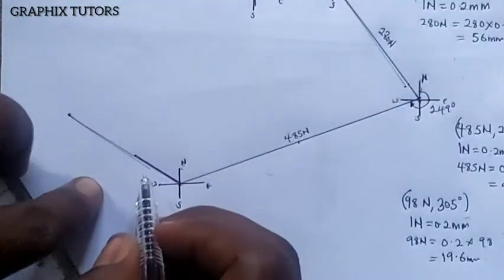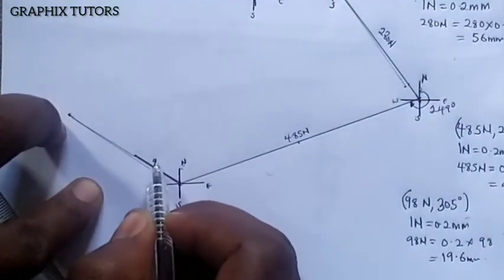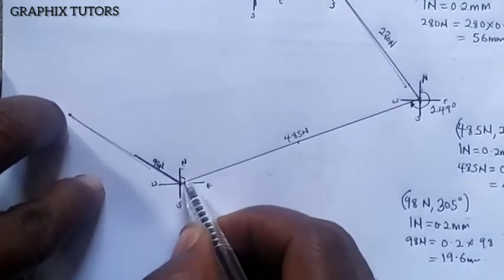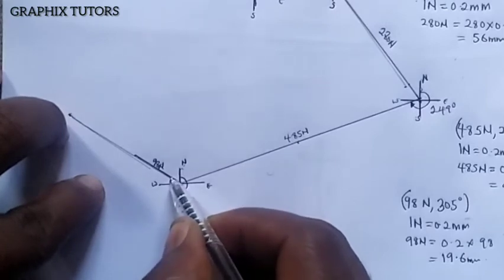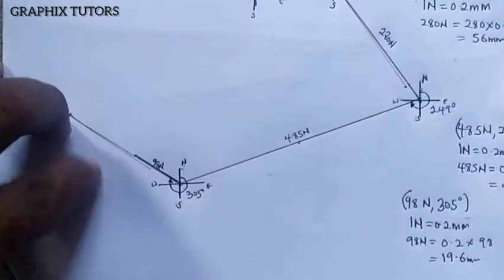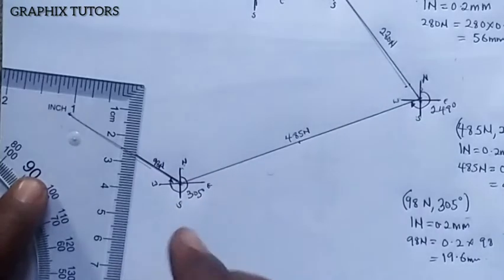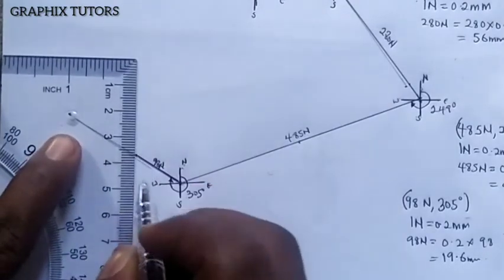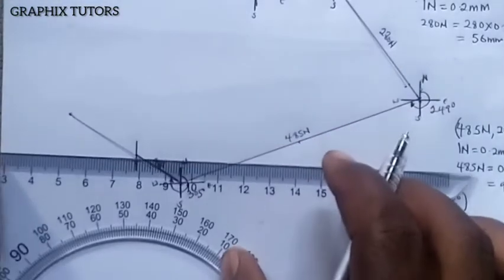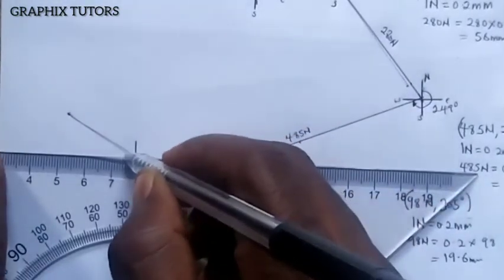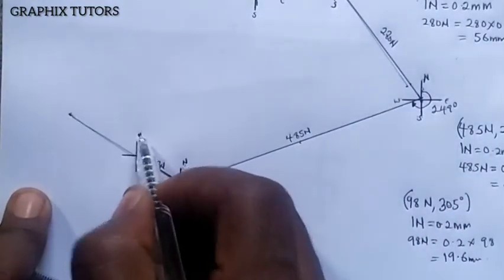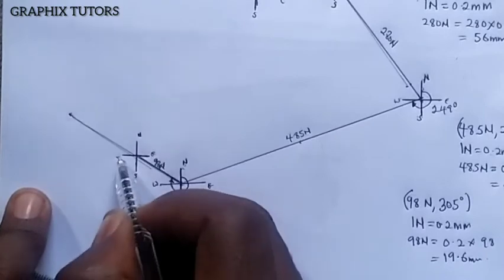So my magnitude here is 98 Newton, right? So that means from here to this point here is 305 degrees. Now on that same point again, I'm going to draw my 4 cardinal points. Also, I'll draw north, come here, and I'll draw west. So this will be my north, my south, my east, and my west.